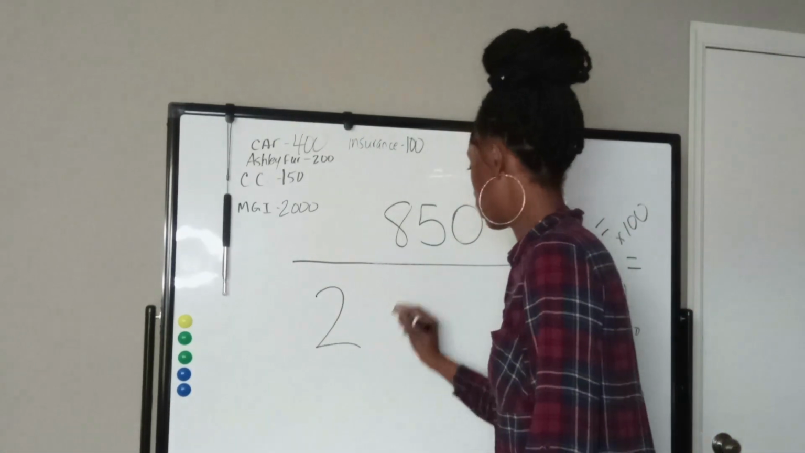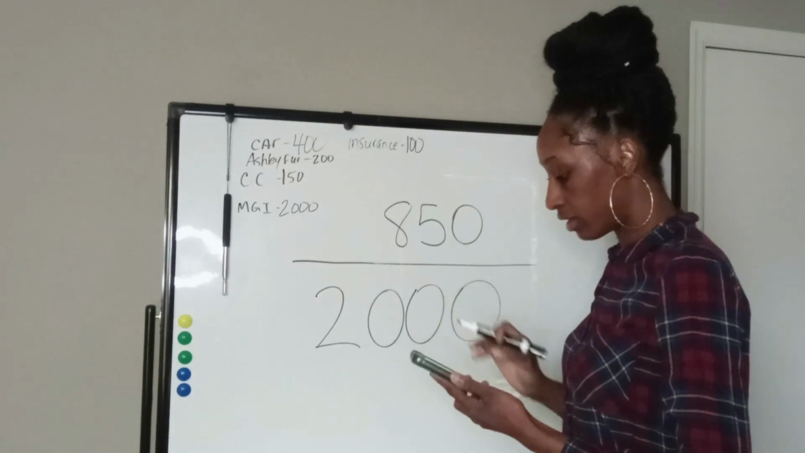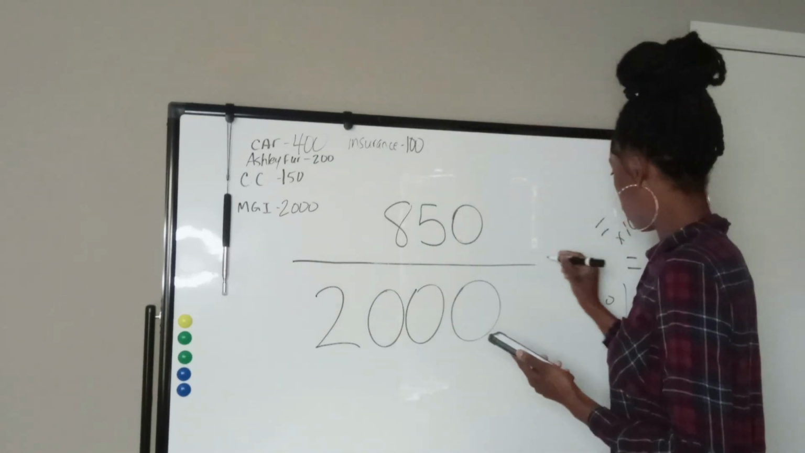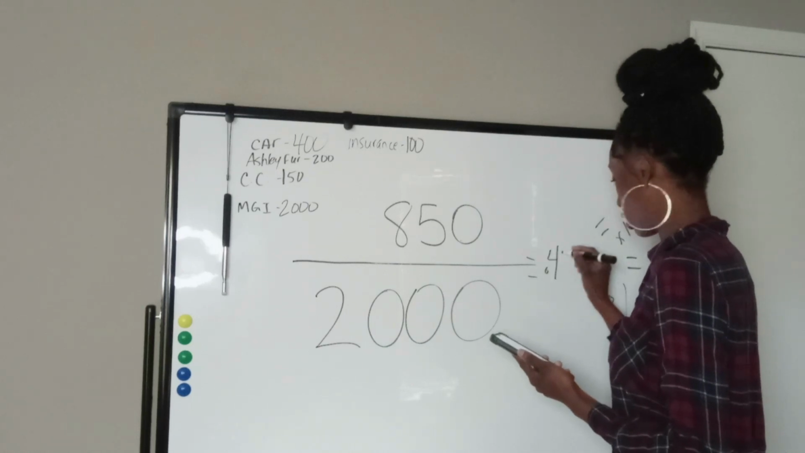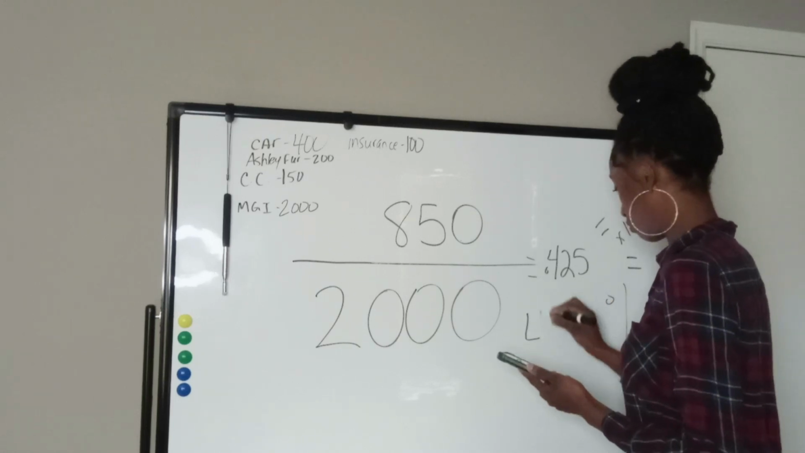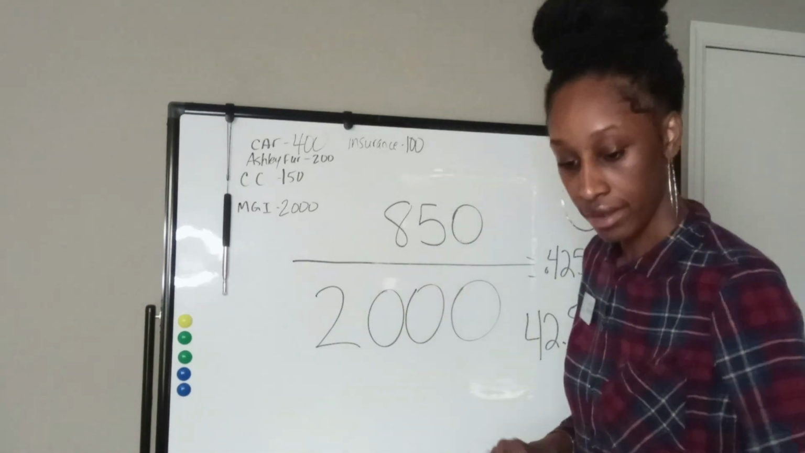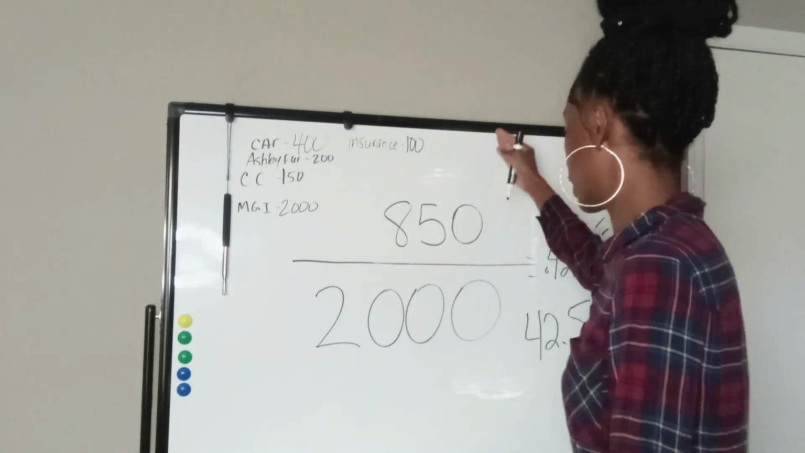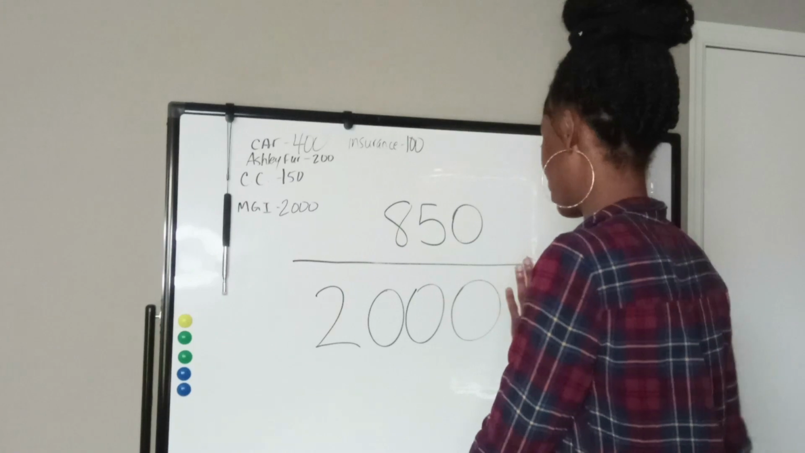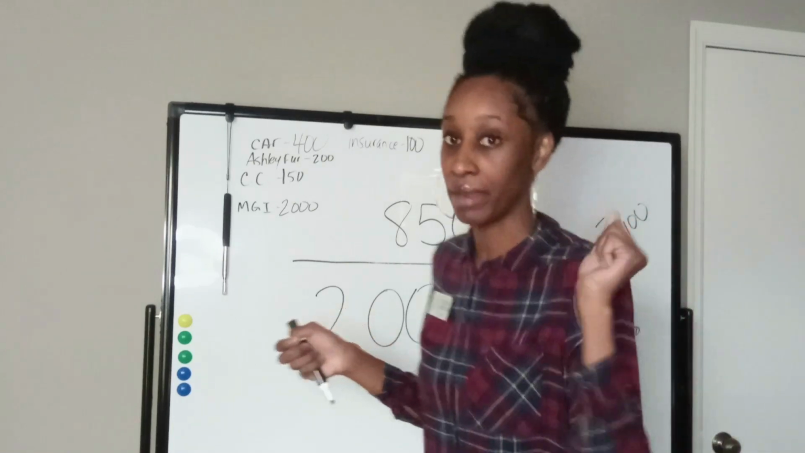Okay, so $2,000. So we're going to do the math. $850 divided by $2,000, and we're going to get 0.425. Multiply that by 100, and that's going to give us 42.5%. All right. So now I'm going to come back and list all 3 scenarios, the percentages, and then I'll let you guys know what the actual percentages for the DTI mean, whether it's good or bad or in between. All right, so I'll be right back.